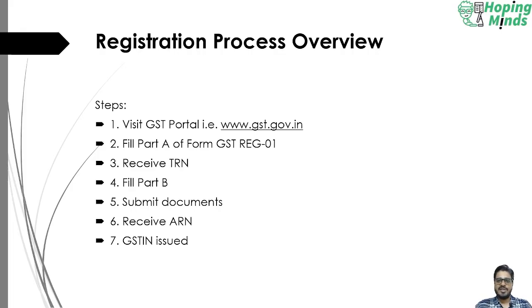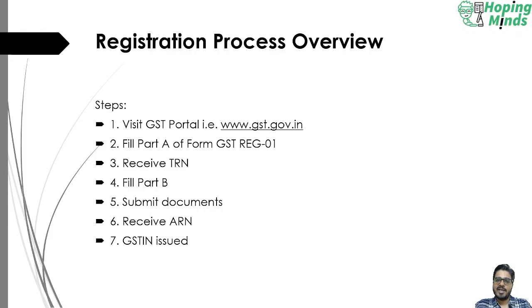To get registered under GST, we have to visit the GST portal, that is www.gst.gov.in. After visiting the portal, we have to fill Part A of Form REG 01. Part A contains some basic details like trade name, legal name, PAN number, date of incorporation, and also we have to furnish the date of liability, that is the date on which we become liable to get enrolled under GST as per the provisions of the Act.